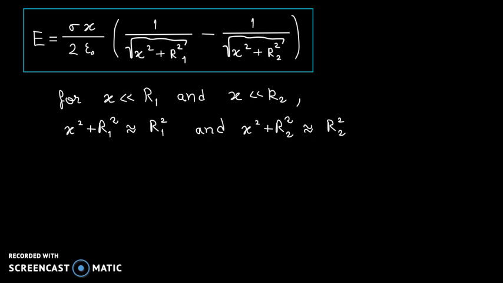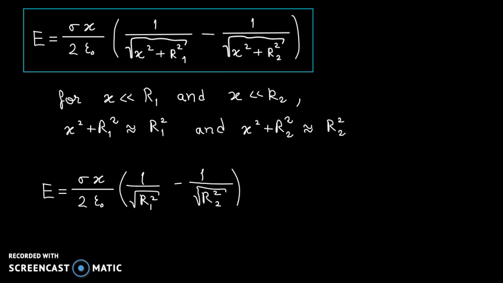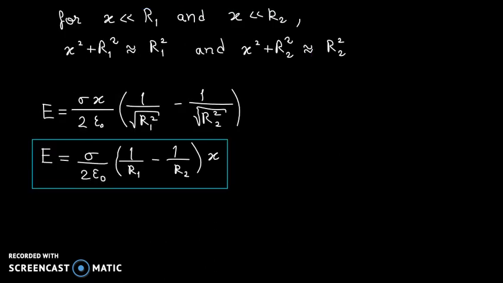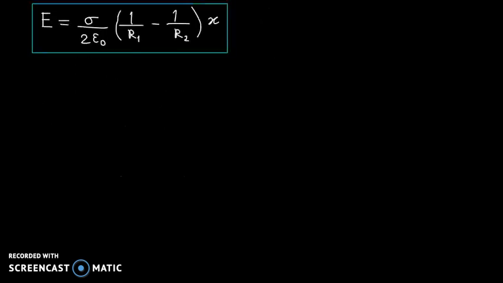Now let's rewrite this expression. Here's what we get. Note that the terms in parentheses can be simplified further. R1 and R2 will come out of the square root. So let me rewrite the expression with all the constants on one side and then x. And here's our final result. We were able to reduce the expression for the electric field magnitude to some constant times x.